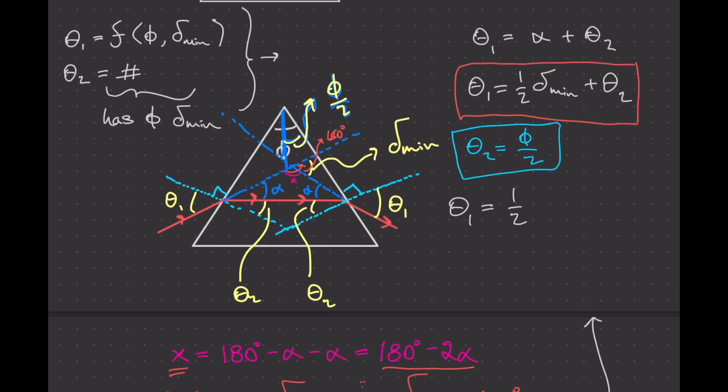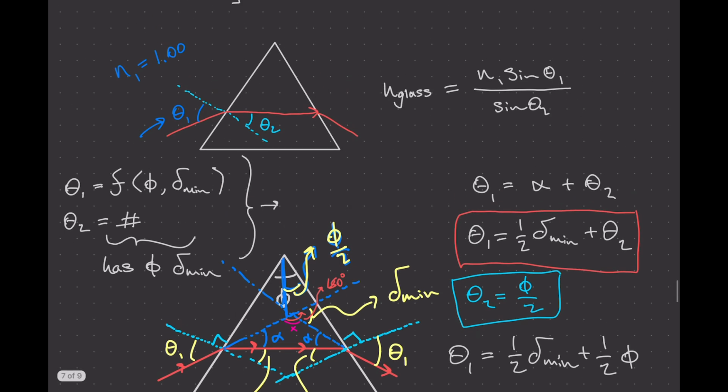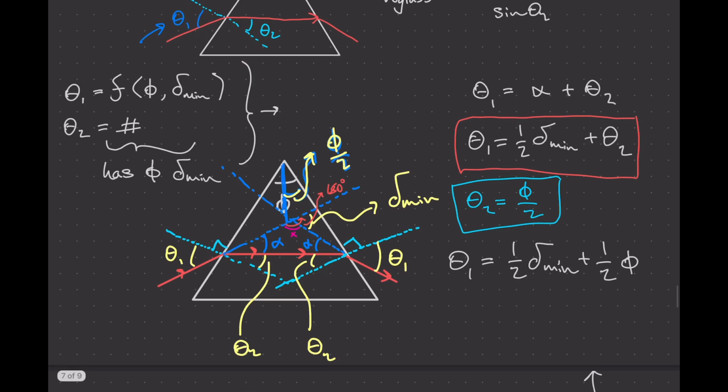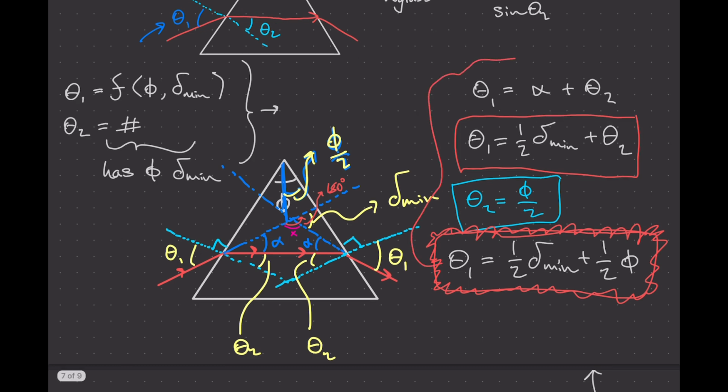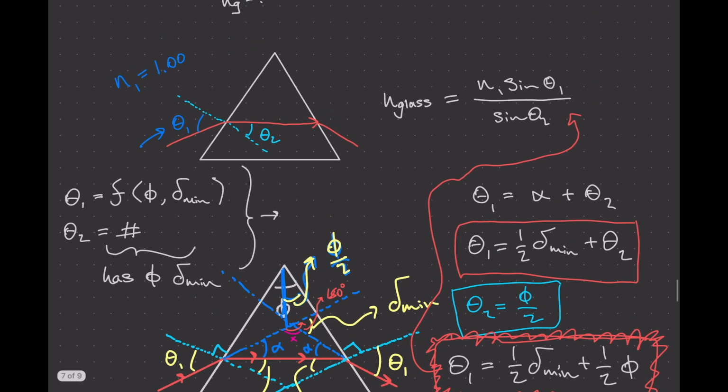So we got theta 1 is equal to 1/2 delta min plus 1/2 phi. And I am just combining the things that I found previously in the red box with what I currently found in the blue box. And I'm going to put a big, interesting looking red box around this because it is an important equation which we will use right over here. We could literally plug it in to this answer here.